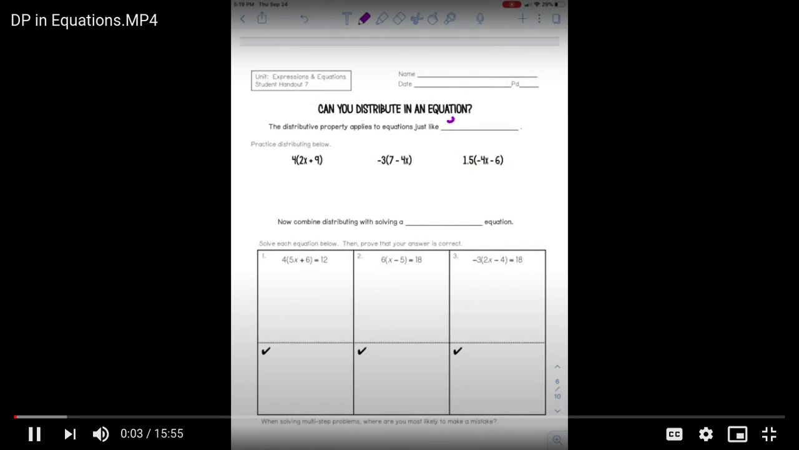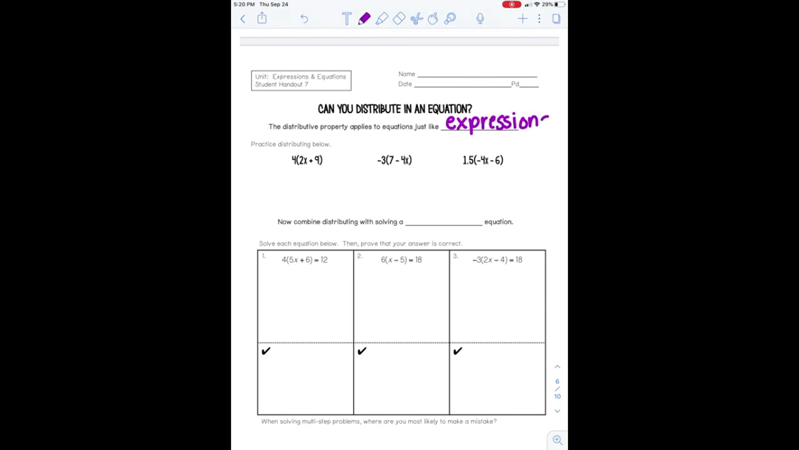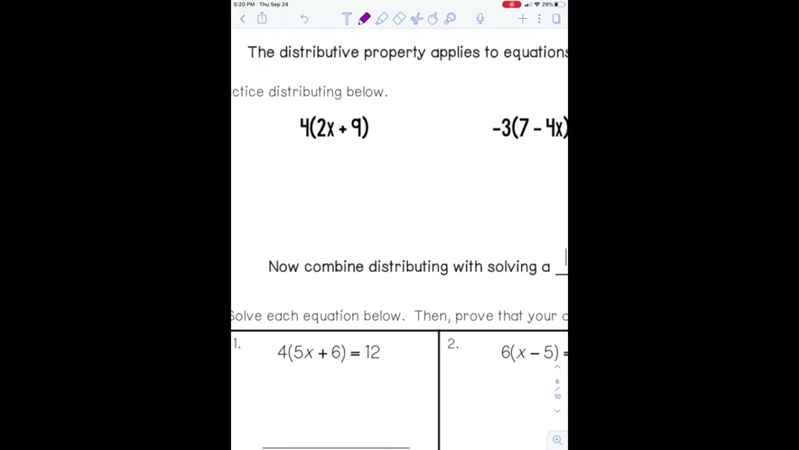Okay, guys, so today we're going to be talking about how to use the distributive property in an equation. The distributive property is going to apply to equations just like it does for expressions. So we're going to review really quick how we use the distributive property in expressions.